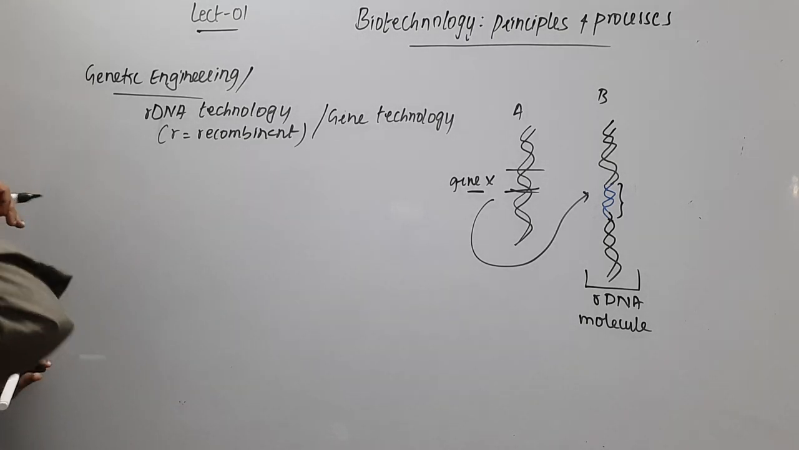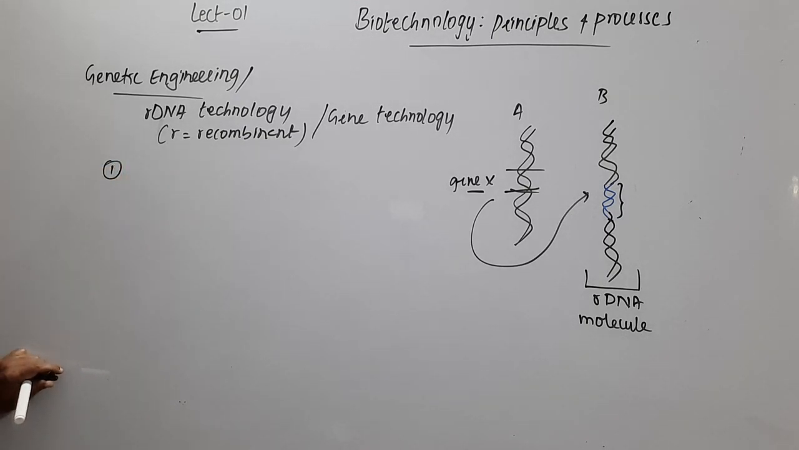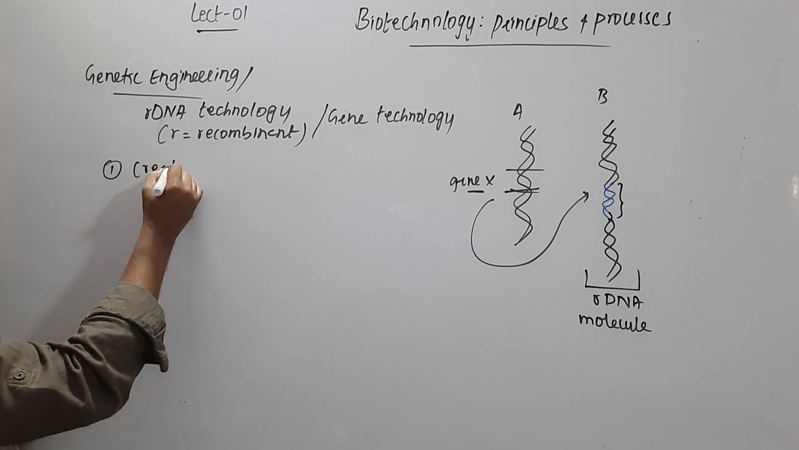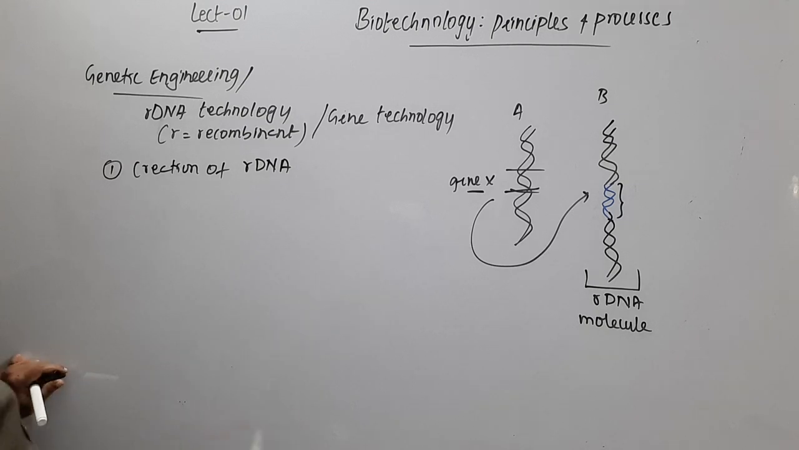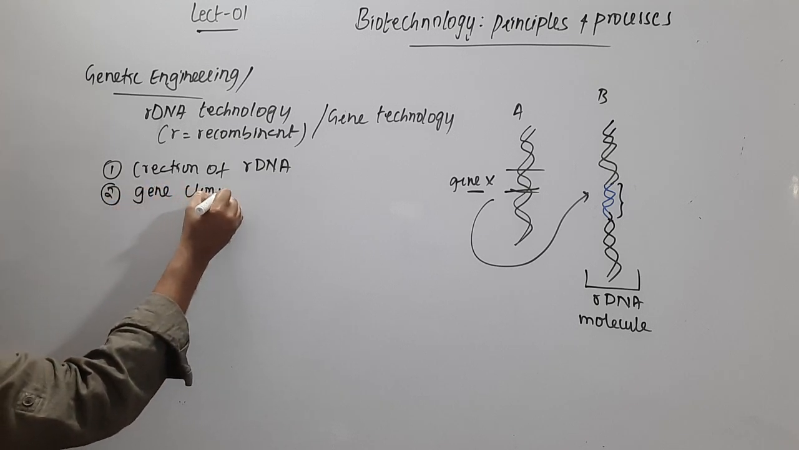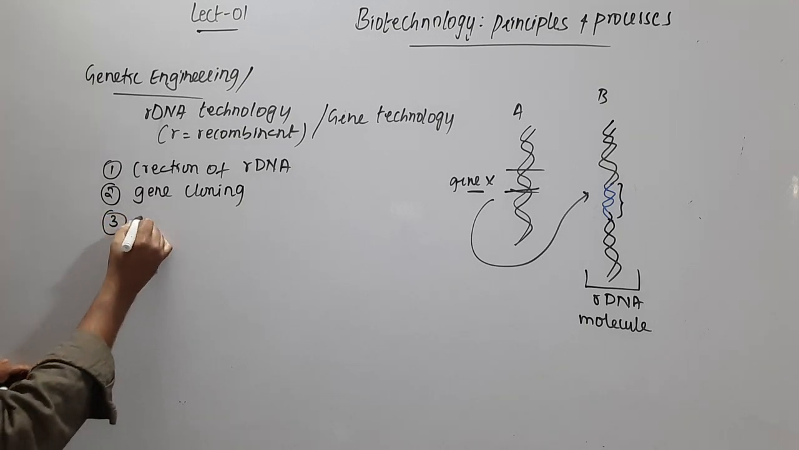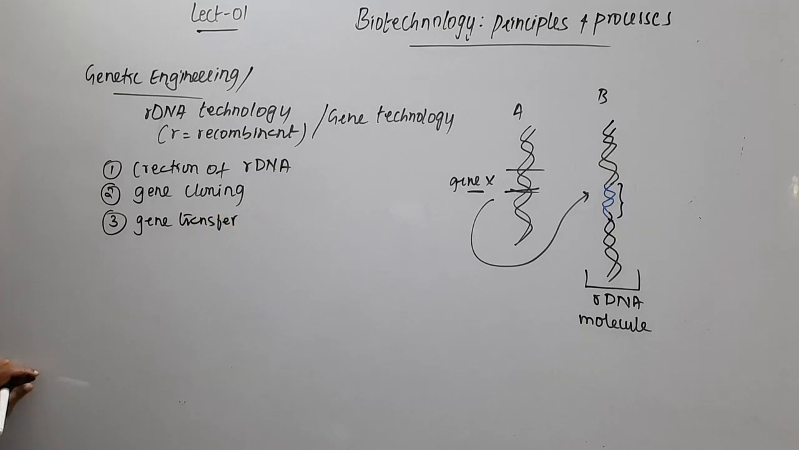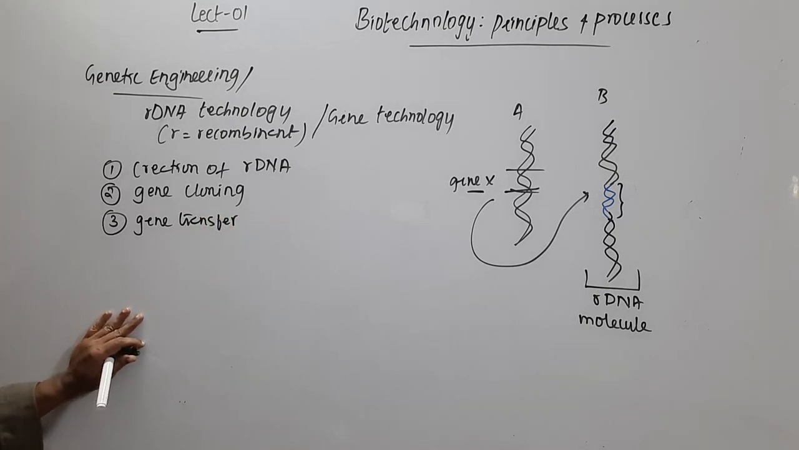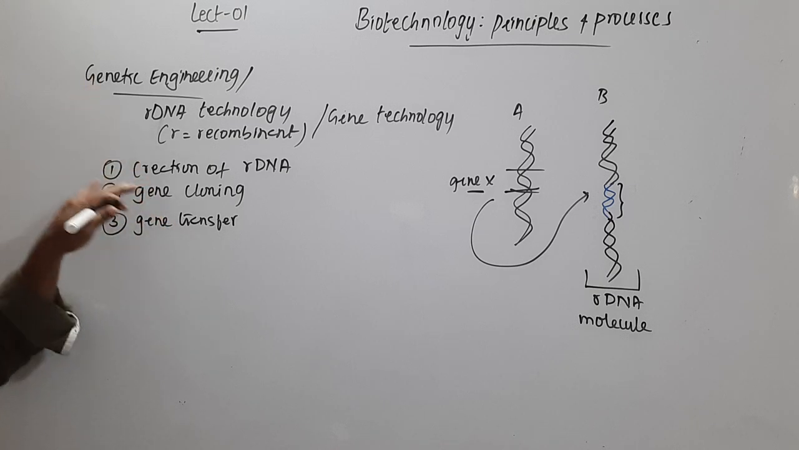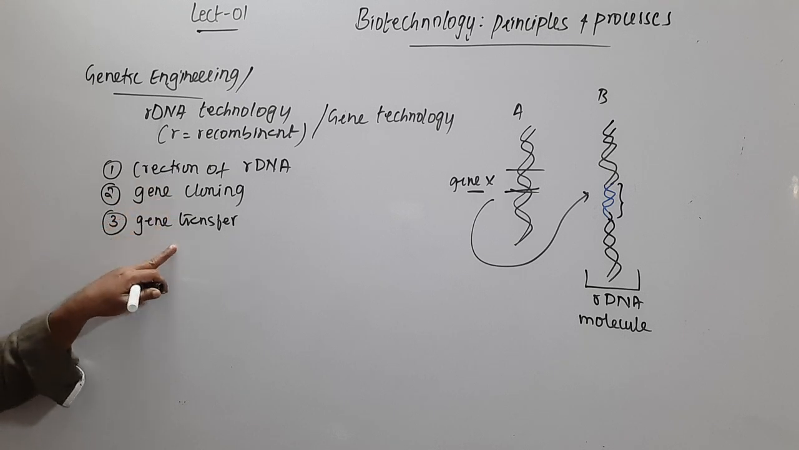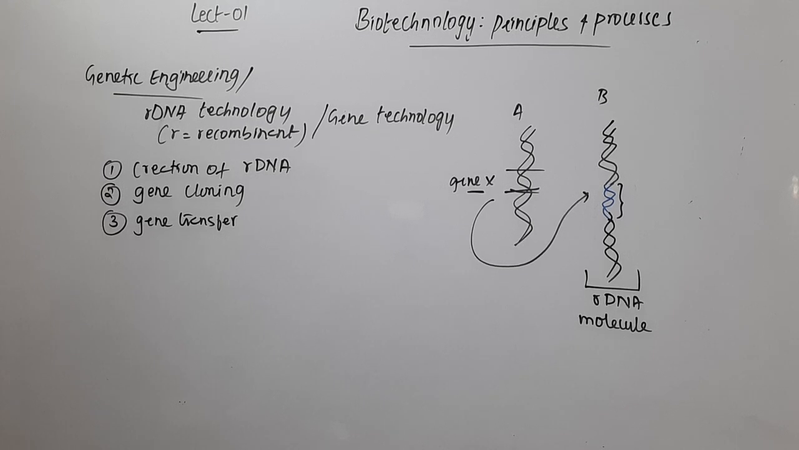Under genetic engineering we have mainly three steps. One, creation of rDNA. I hope you understood what creation of rDNA is. The second one is gene cloning, and the third one is gene transfer. What gene cloning and gene transfer are, I'm going to discuss in detail. So the steps of genetic engineering are first creation of rDNA, then gene cloning, and then gene transfer. Let's see one by one. First we'll see how we are going to create this rDNA.